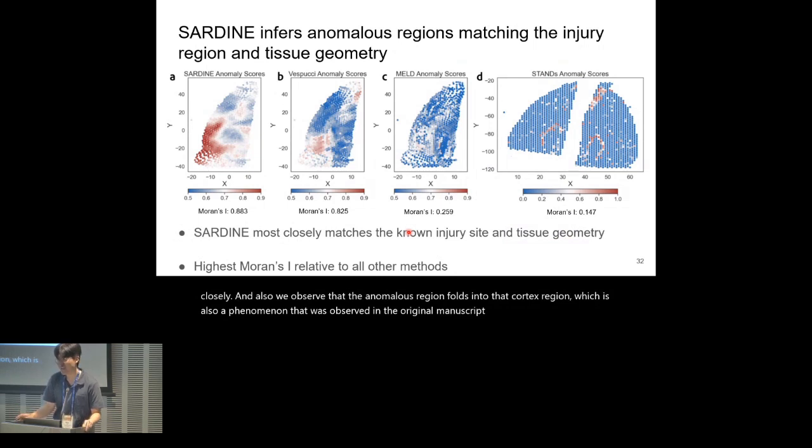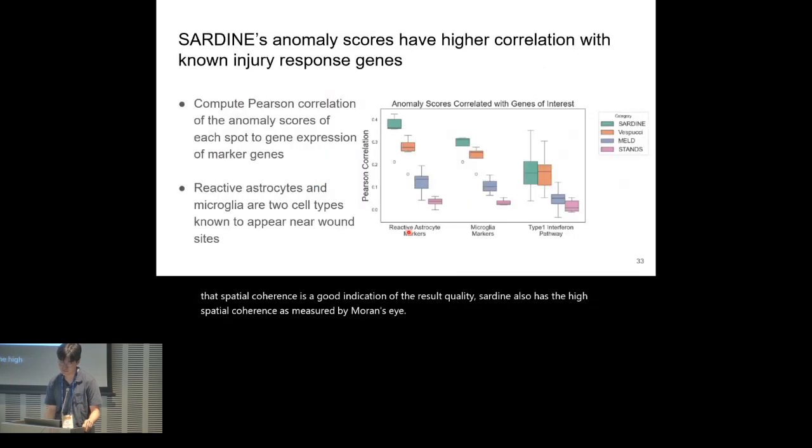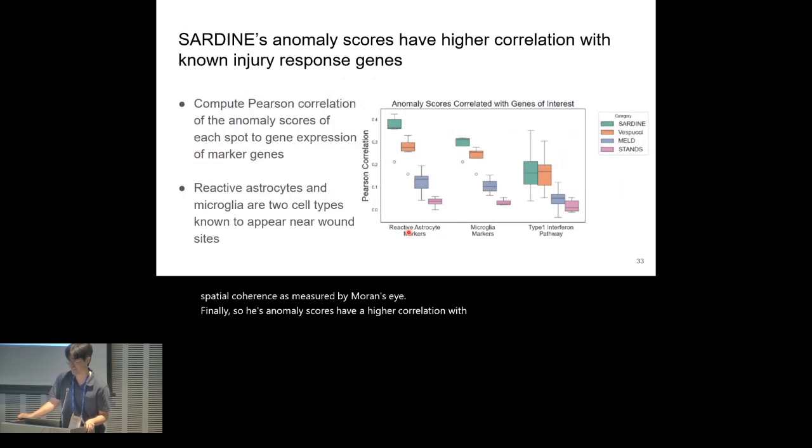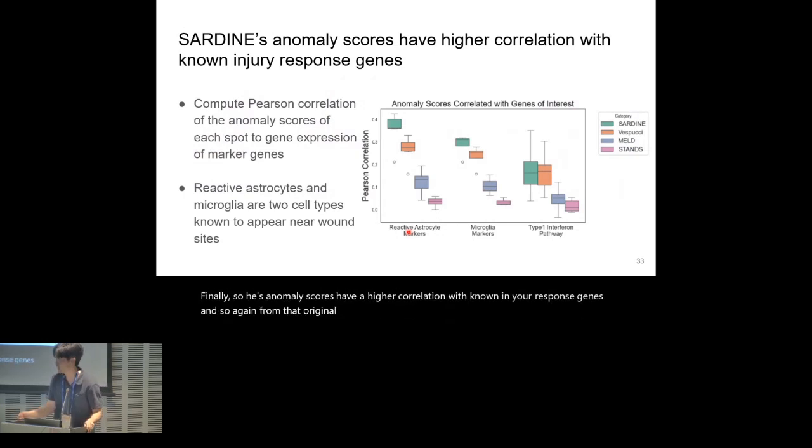Furthermore, if we assume that spatial coherence is a good indication of result quality, Sardine also has the highest spatial coherence as measured by Moran's I. Finally, Sardine's anomaly scores have a higher correlation with known injury response genes. From that original publication, there were a number of marker genes for particular cell types, as well as an interferon pathway that was shown to be positively correlated with the injury site location. By comparing our anomaly scores for each method against these marker genes, we show that Sardine either has the highest correlation or is tied for the highest correlation across these different categories.